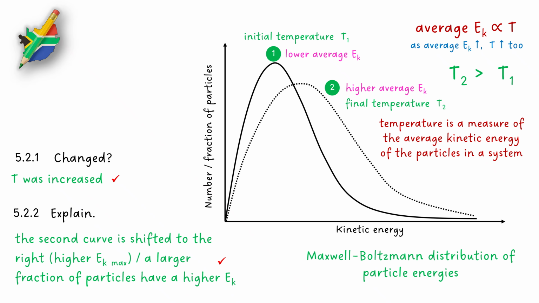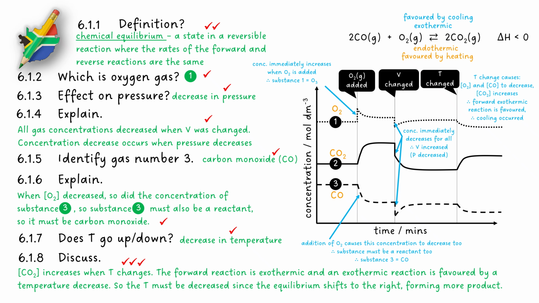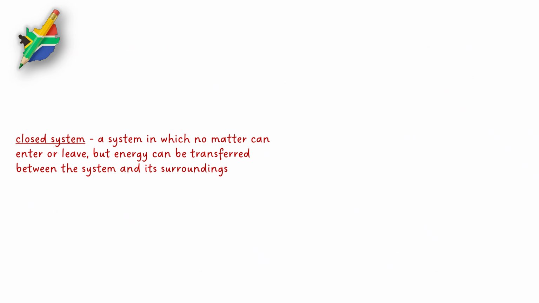The explanation is that the second curve is shifted to the right and a larger fraction of particles have higher kinetic energy. This question has several subparts, all to do with a gaseous equilibrium occurring in a closed system. A closed system is one where matter cannot enter or escape because the vessel is sealed, but energy can move to and from the system. This is the reaction at equilibrium.